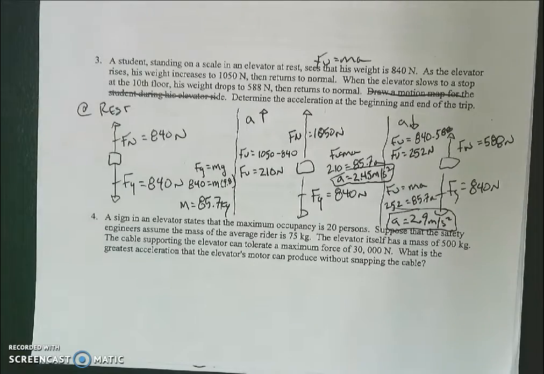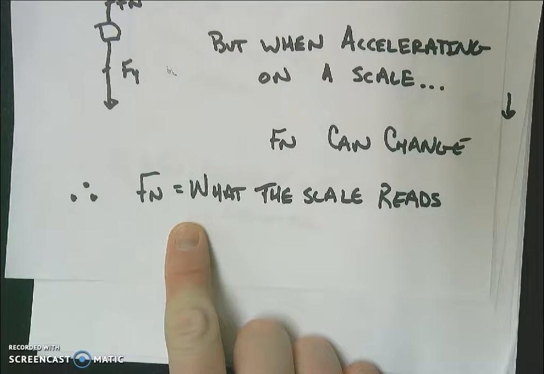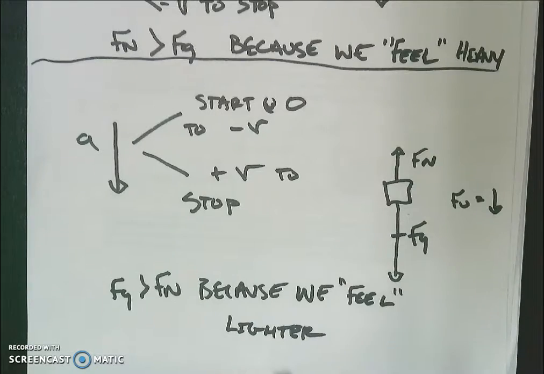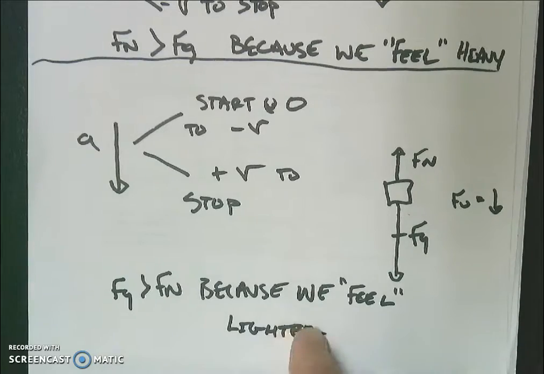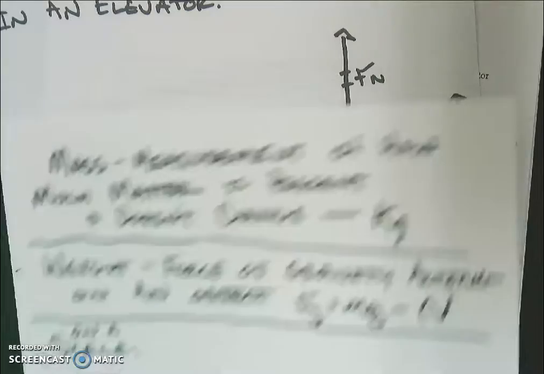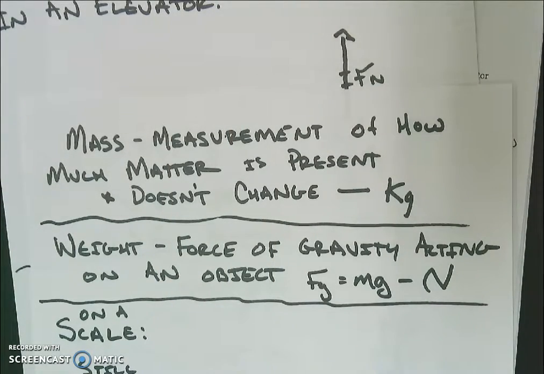That's elevators. The big takeaways for you on this type of work: One, the normal force is what the scale is reading. So when you're told the scale reads, or when you're told you feel, that's your normal force. Two, force of gravity is larger than force normal when you feel lighter. Force normal is larger than force of gravity when you feel heavier. And lastly, know the difference between mass and weight. Mass is kilograms, how much stuff. It's a measurement of molecules. Weight, on the other hand, is the pull of gravity on that mass. Hopefully that helps with elevators.